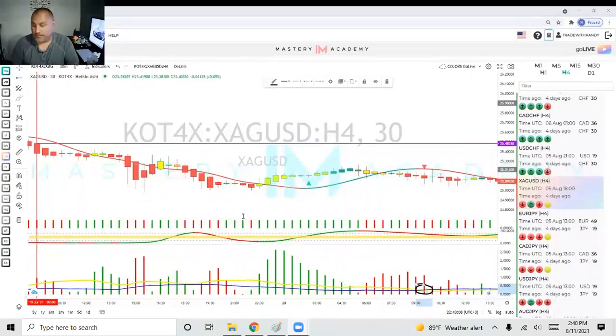With no momentum. So we don't enter that trade yet. We wait. Patience, right? Wait 30 minutes. Our next candle's here. Still nothing there.